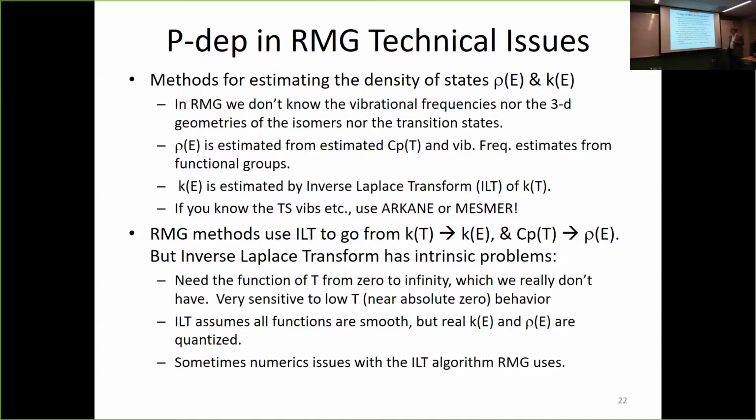Also, the inverse Laplace transform method implicitly assumes that all the functions involved are smooth, but in reality, both k of E and especially rho of E are quantized quantities that are not really smooth functions physically. So what it's going to give you is a smoothed out version of k of E and rho of E, which looks something like the real one, but it's definitely not the same as the real one. And then there's some numerical issues about how to do this, and usually it works, but I wouldn't guarantee it would always work.